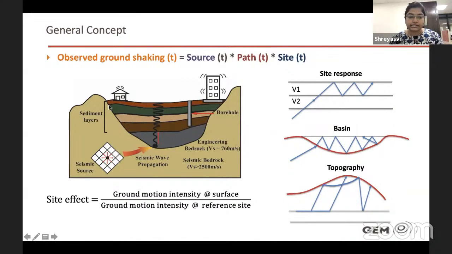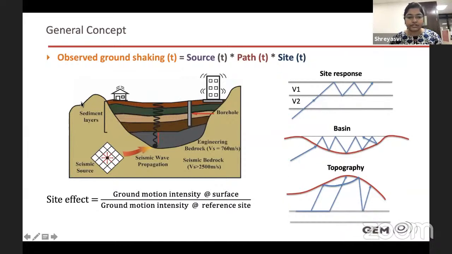But if we consider the edges of these, which we usually call a basin or a valley, then the seismic wave hits here and undergoes multiple reflections, and this we usually call basin generated waves. Because of this basin, the duration of shaking is prolonged and the amplification is increased. So these are some of the effects when you consider the shape of the site to be somewhat like this.